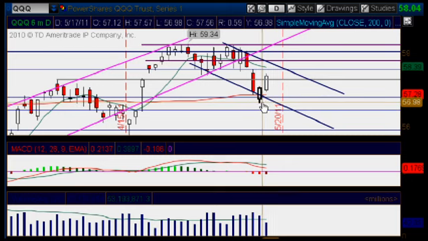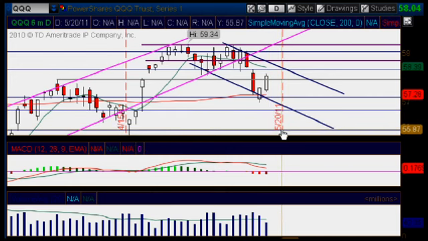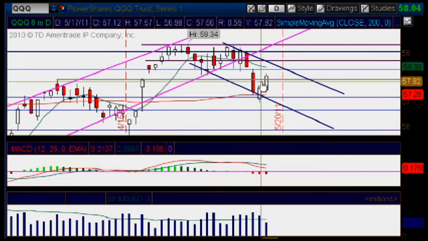And then from then on, we can head all the way back down to that next area of support down below at the 56.67 mark, and then the next one would be at the 55.87 mark. So pay close attention to that.